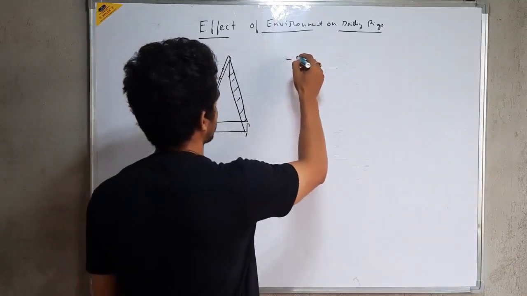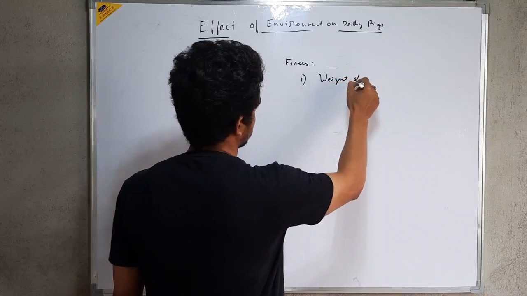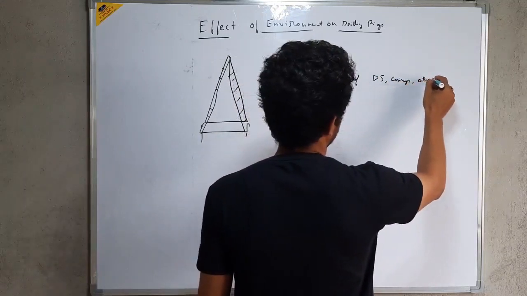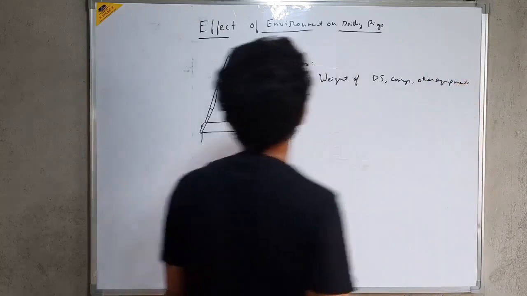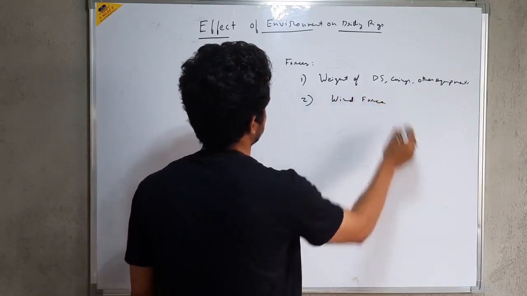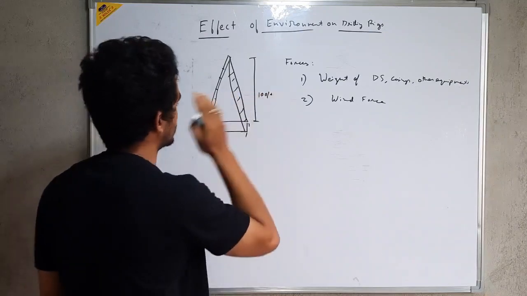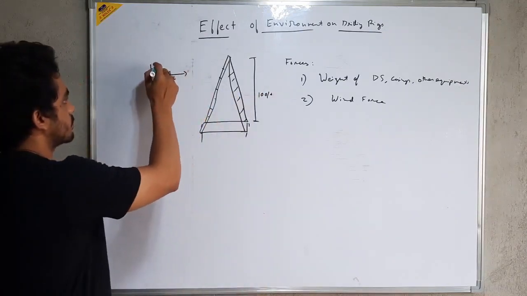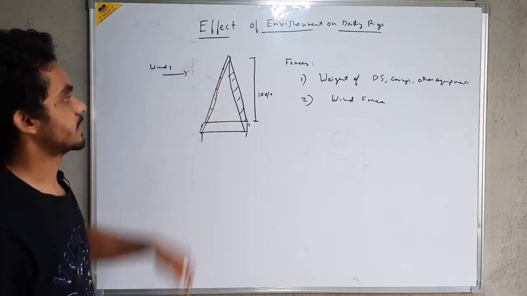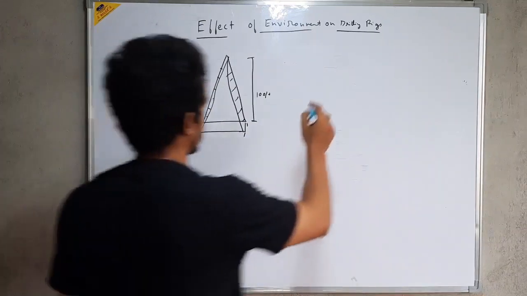So the first force is the weight of the drill strings, casings and other equipment which the derrick has to carry, and the second force is due to the wind. As the height of this mast or derrick is very high, about 100 feet, it will be subjected to winds. The winds that are blowing perpendicular to this derrick will exert some forces on it. So let's discuss the wind force.